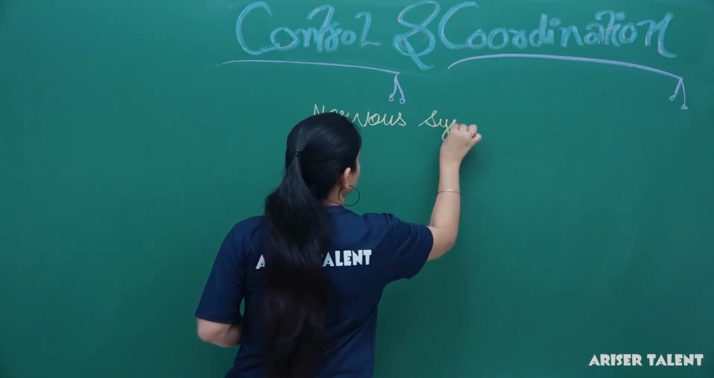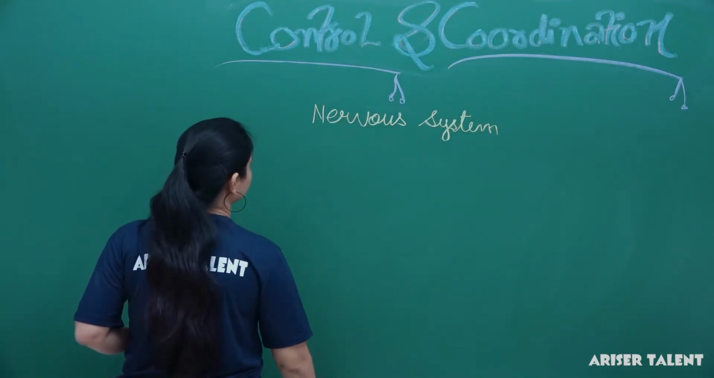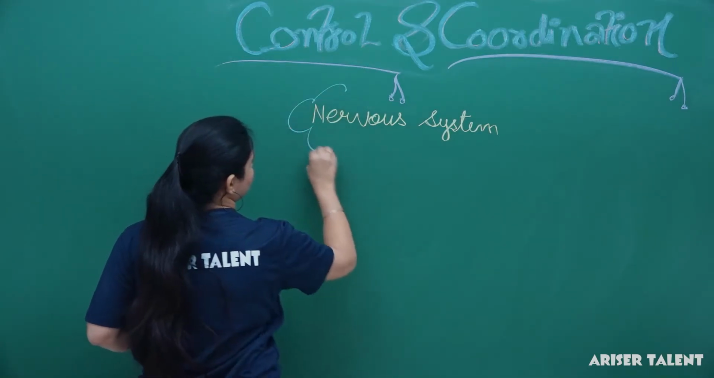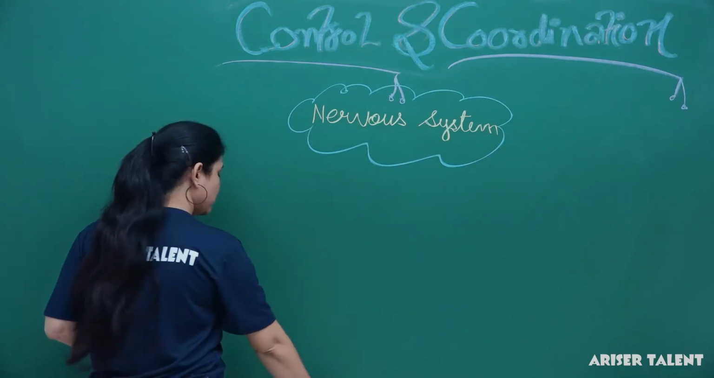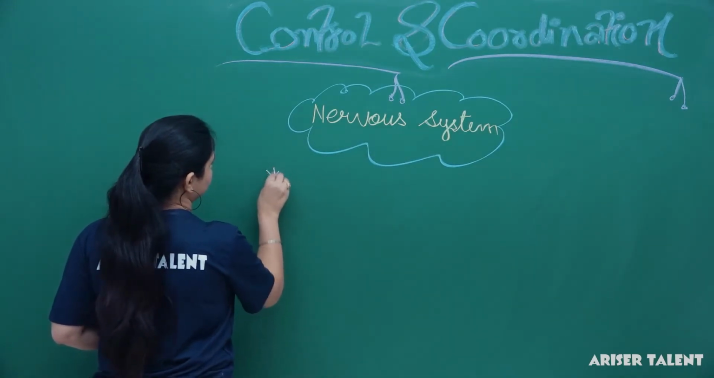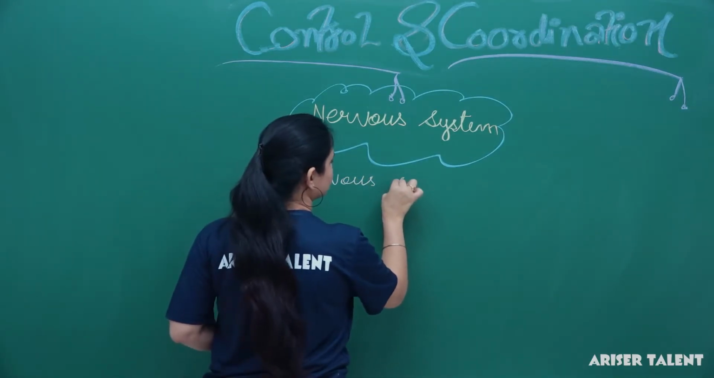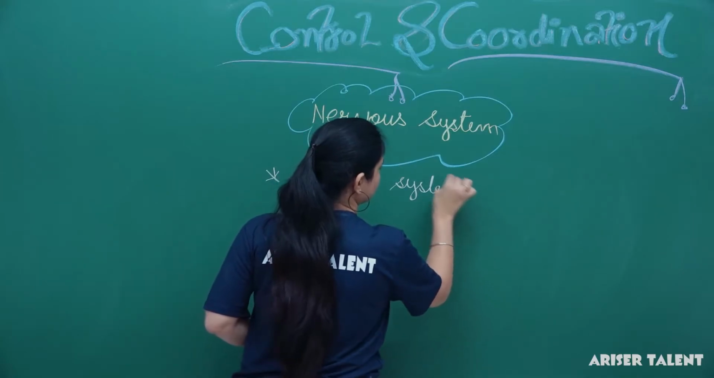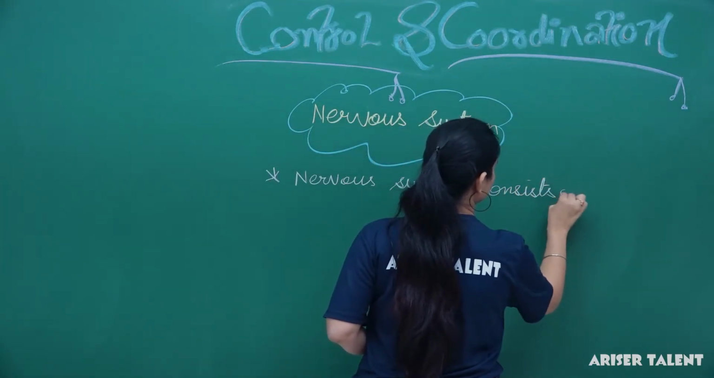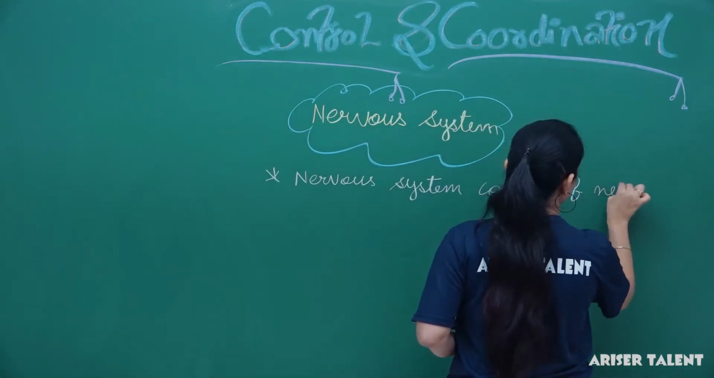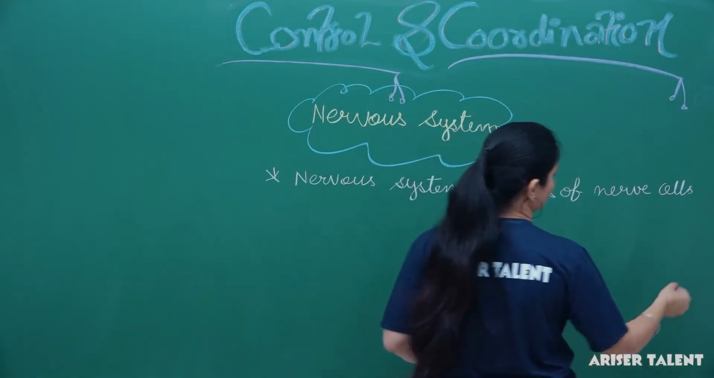Nervous system. As I told you, the nervous system is made up of special cells known as nerve cells or neurons. So I must mention here that the nervous system consists of nerve cells which are known as neurons. Okay.